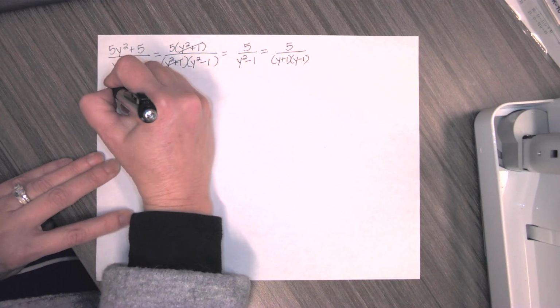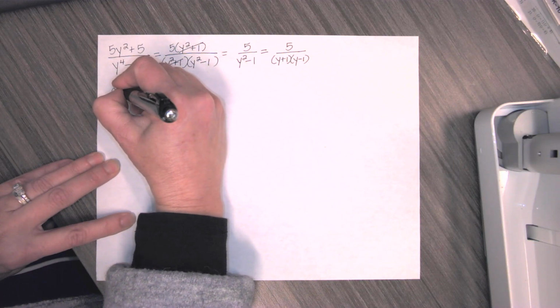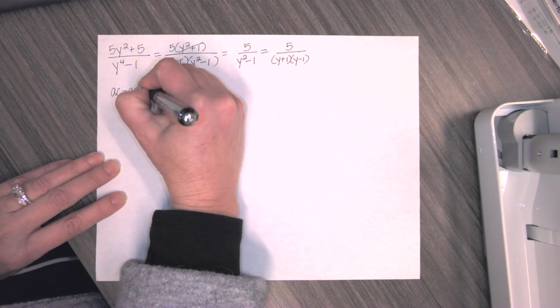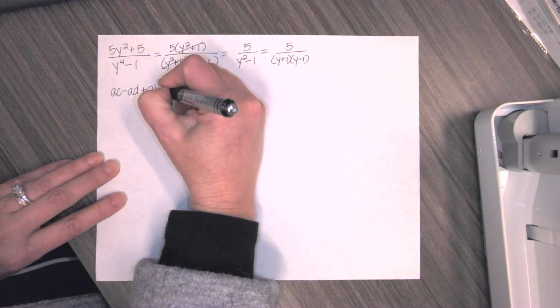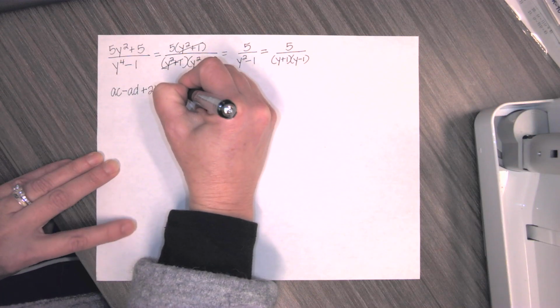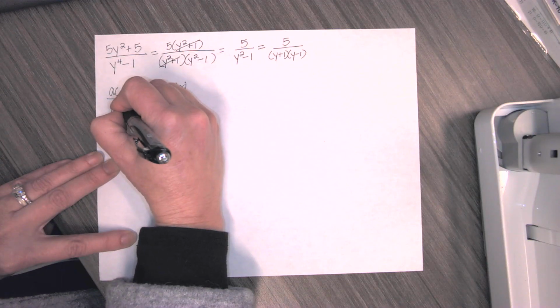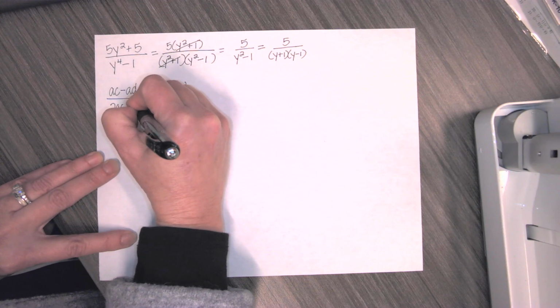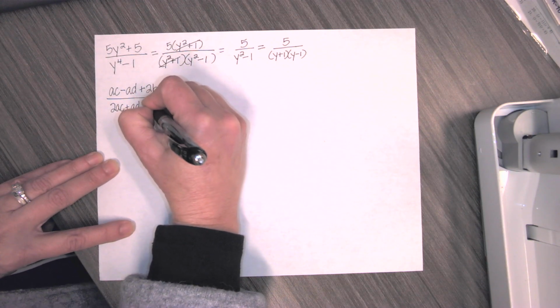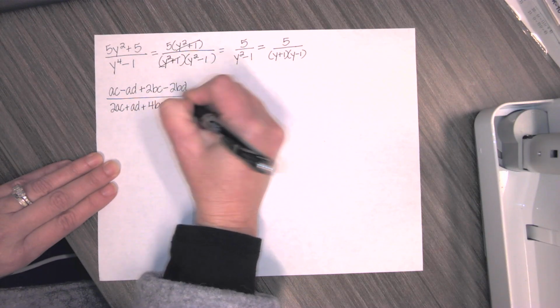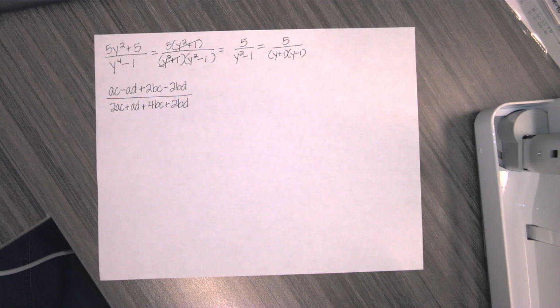Okay, let's see. This one's got a lot of letters in it. AC minus AD plus 2BC minus 2BD all over 2AC plus AD plus 4BC plus 2BD. Wow. Okay, that's a beauty. We have 4 terms on the top. We have 4 terms on the bottom.